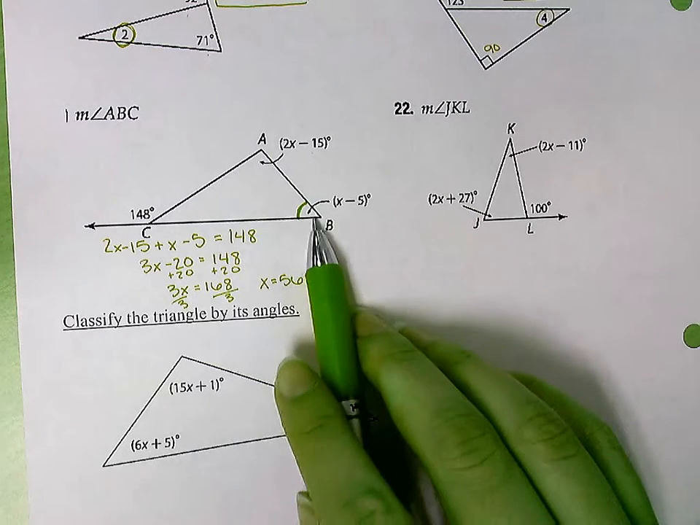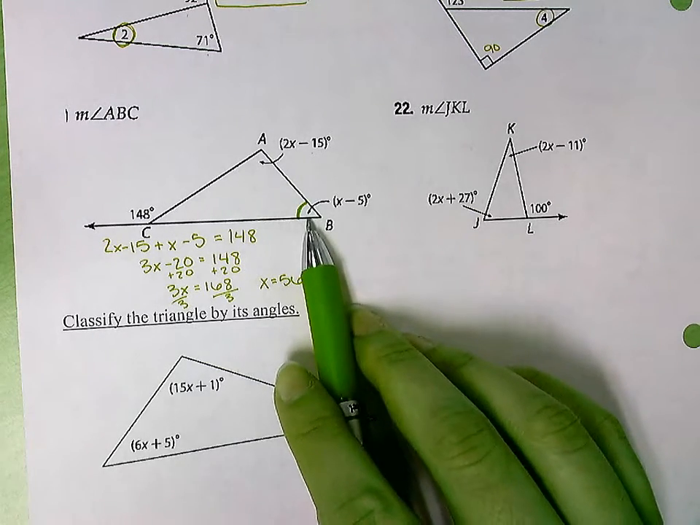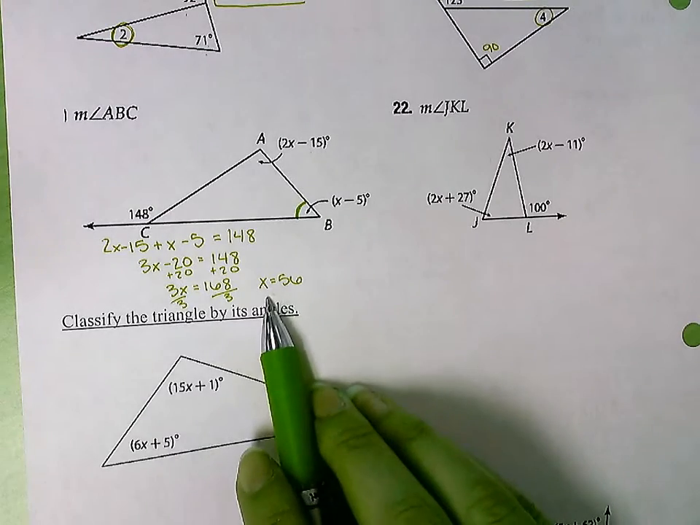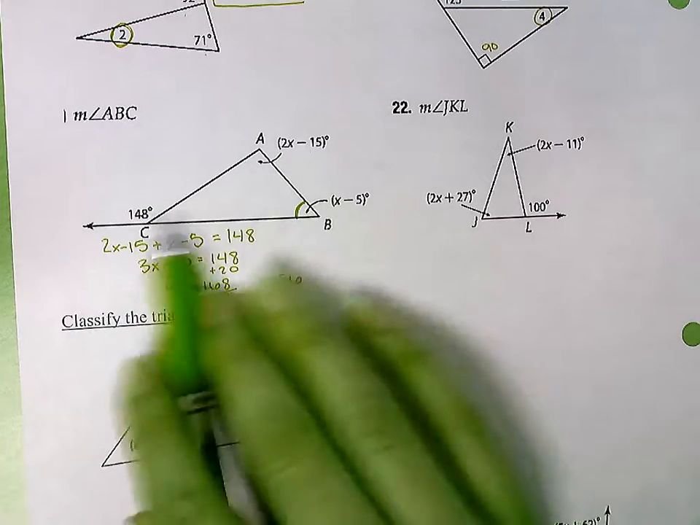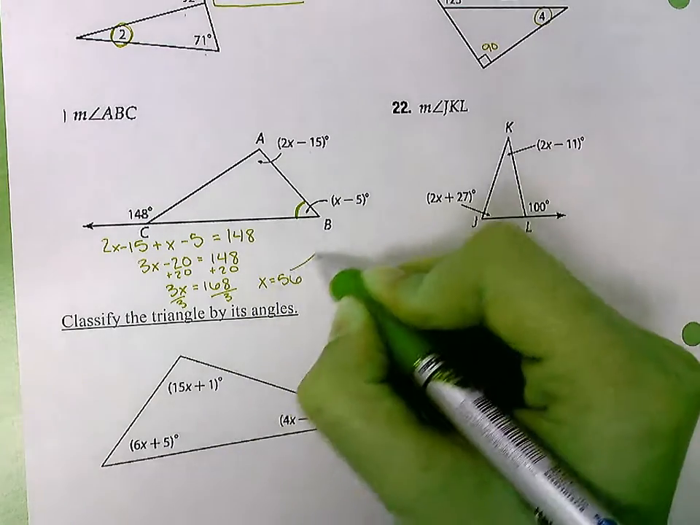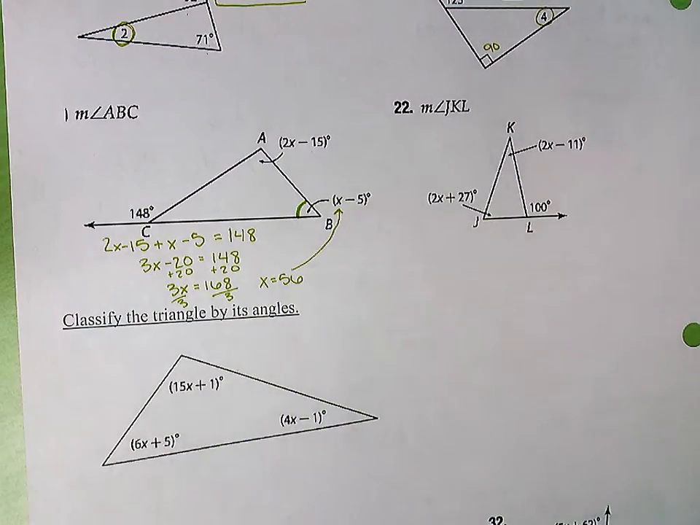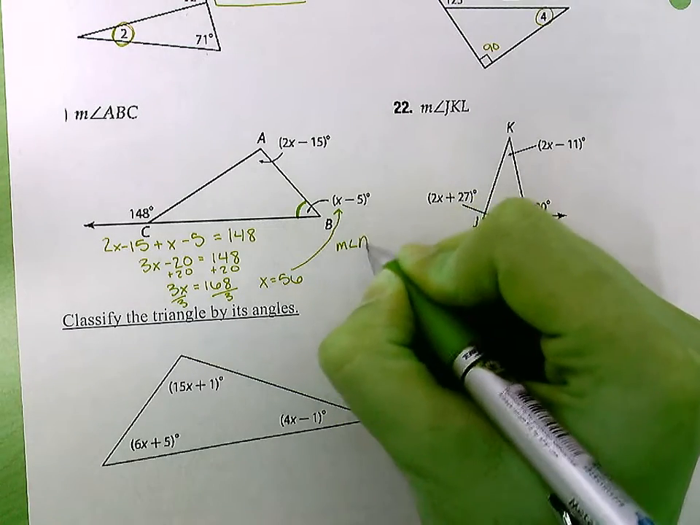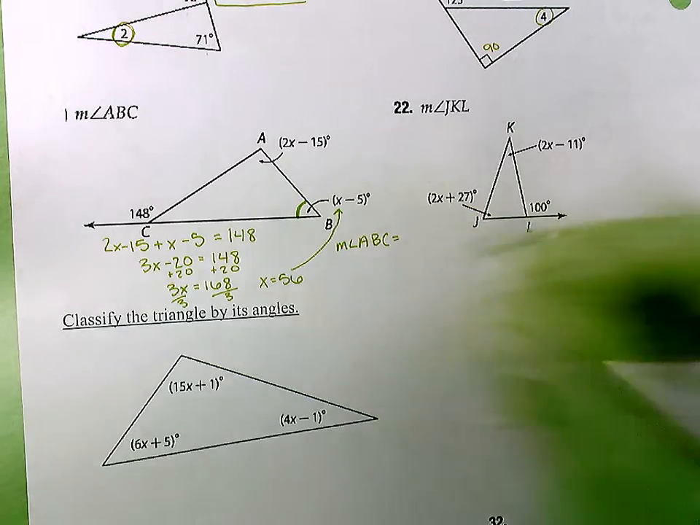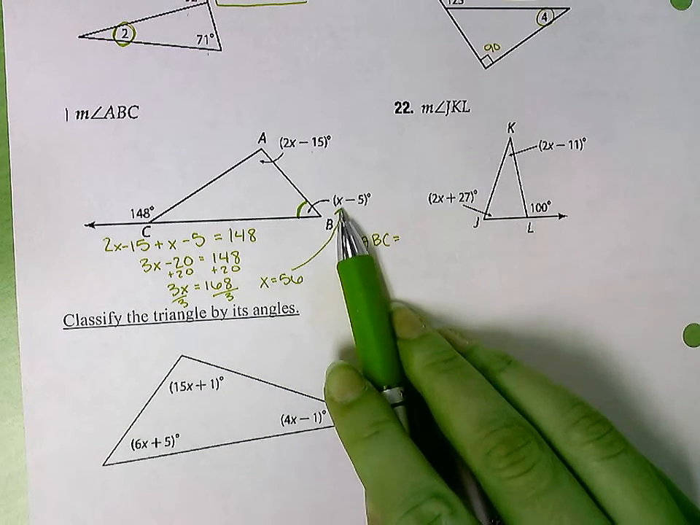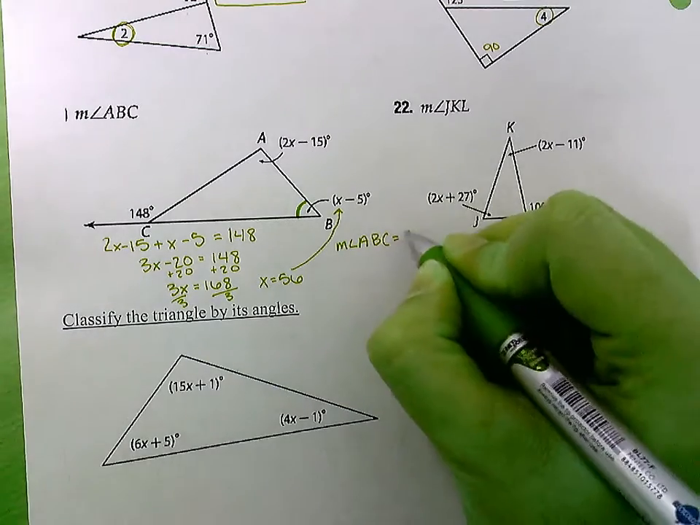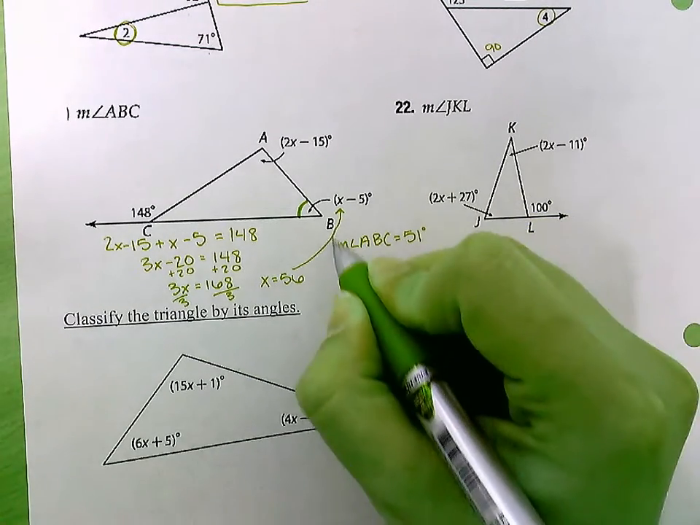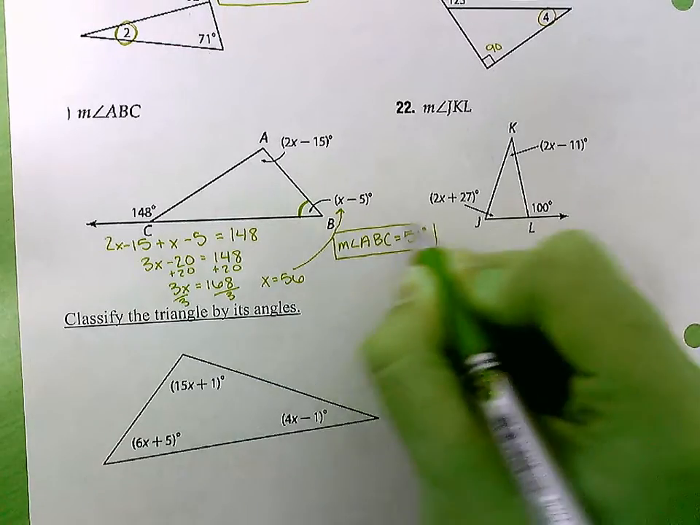But I still need to solve for this angle. So this is what x equals, and I wanted to find the measure of angle ABC. So I need to plug in 56 for x. The measure of angle ABC will be equal to 56 minus 5, which is 51 degrees, and that would be your final answer.